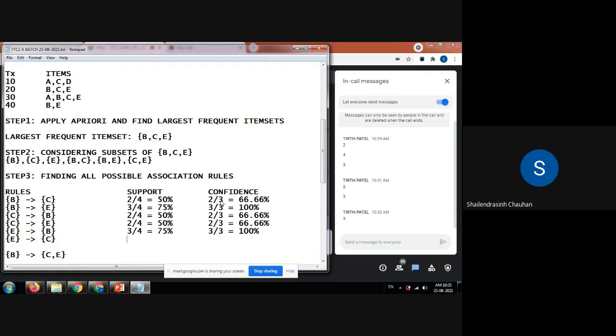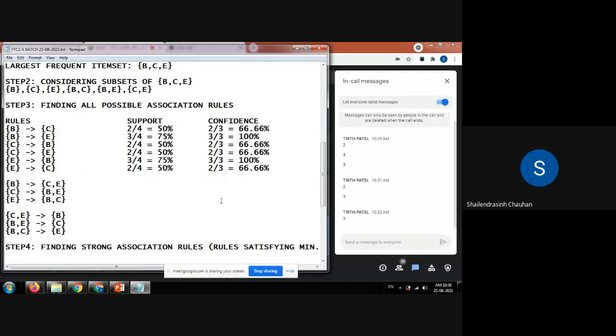E and C, E given C. Here, total we are having 4 transactions. Out of 4, how many are having EC both together? EC both are together in 2 transactions. So it has 50% of support. And confidence: C is there in 3 transactions, 20, 30, 40. Out of those 3, how many are having C along with E? Only 2, 20, 30. So it will have 66.66% of confidence.